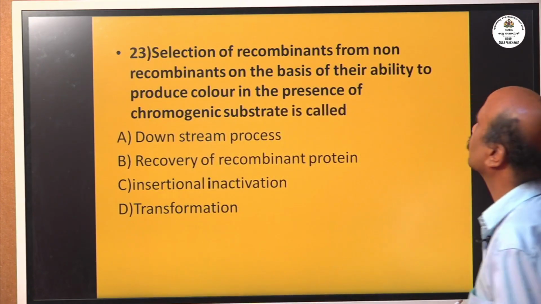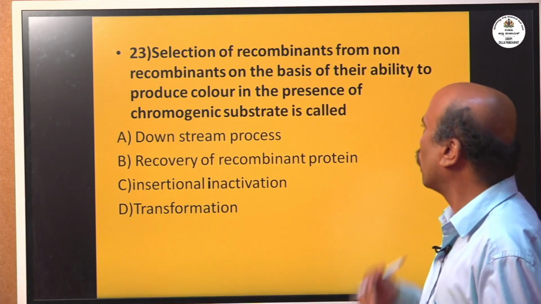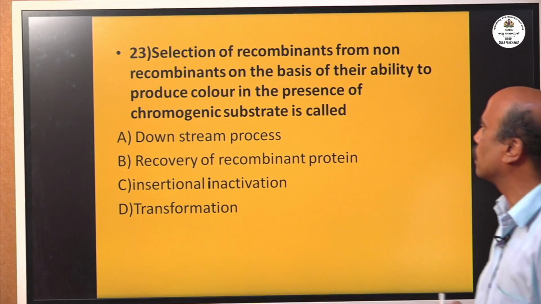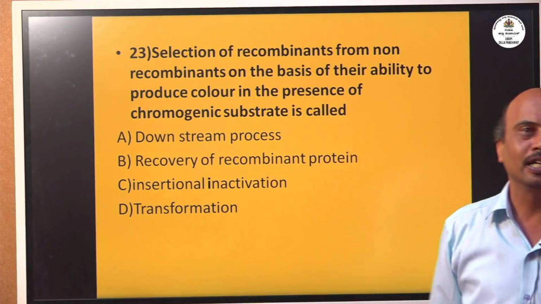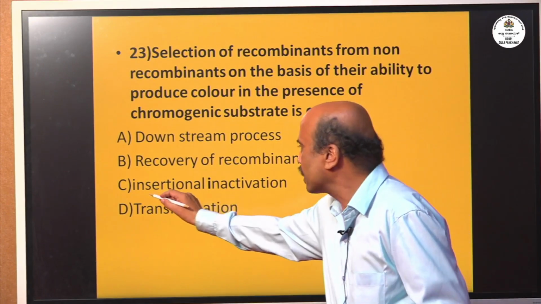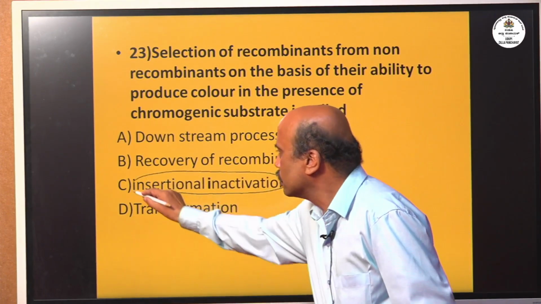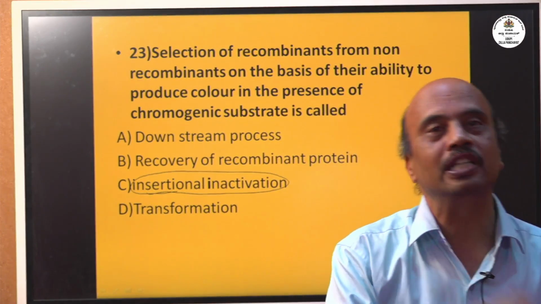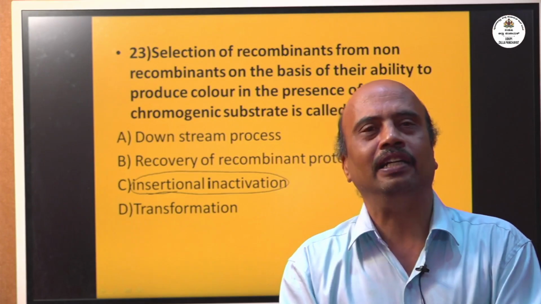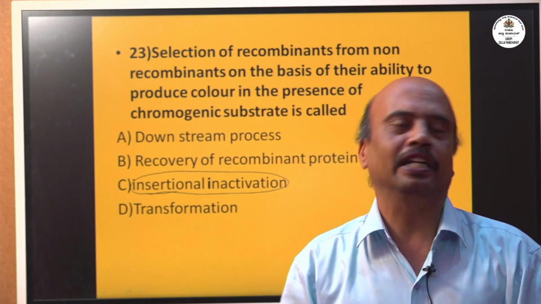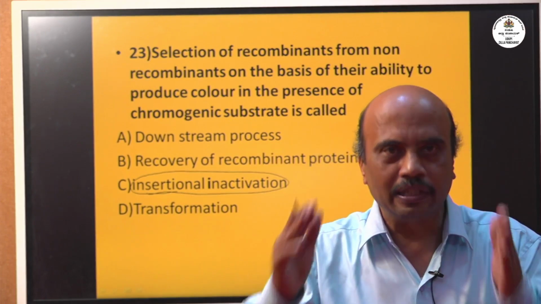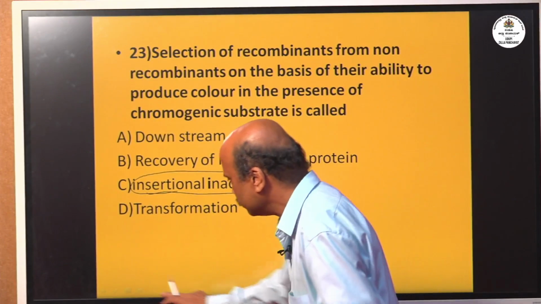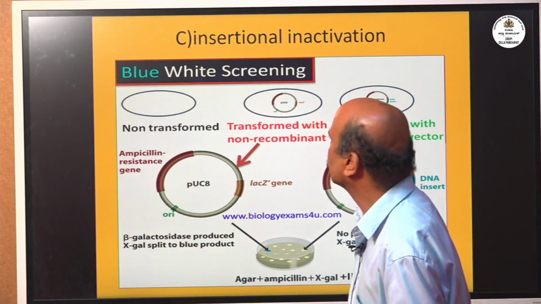Next question. Selection of recombinants from non-recombinants on the basis of their ability to produce color in the presence of chromogenic substrate is called... very simple. That is the definition for insertional inactivation. We inactivate the beta galactosidase enzyme producing gene, and by inactivating that, we know our insert is there. So that is used to select the transformants. The option is C, blue-white selection.